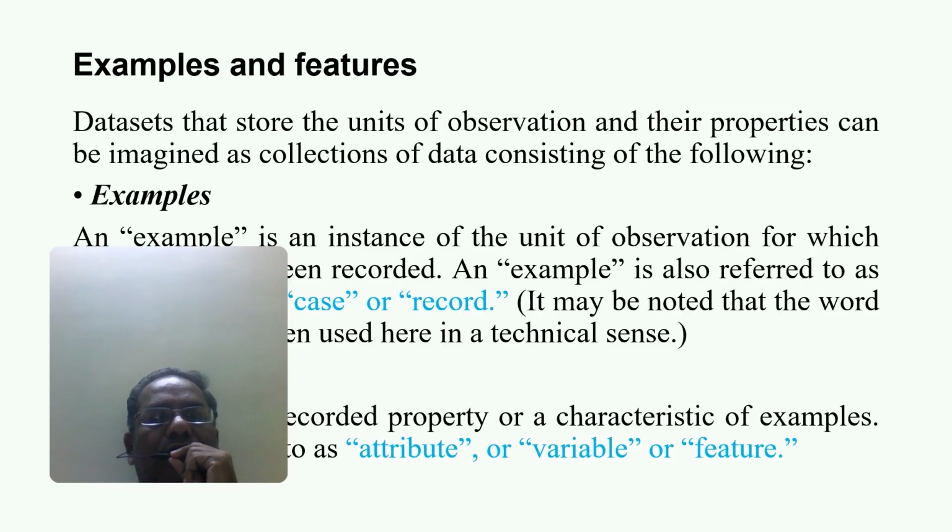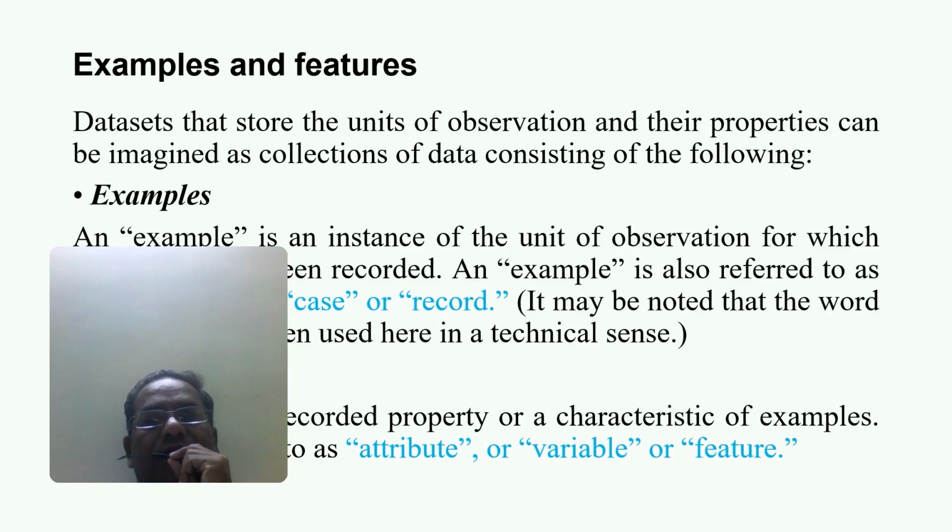For identifying these examples and features in units of observation, we have to consider data sets which are relevant to a particular source. They will be classified as labeled and unlabeled. The data sets which are trained will be called labeled data sets, and the data sets which are not trained will be called unlabeled data sets.